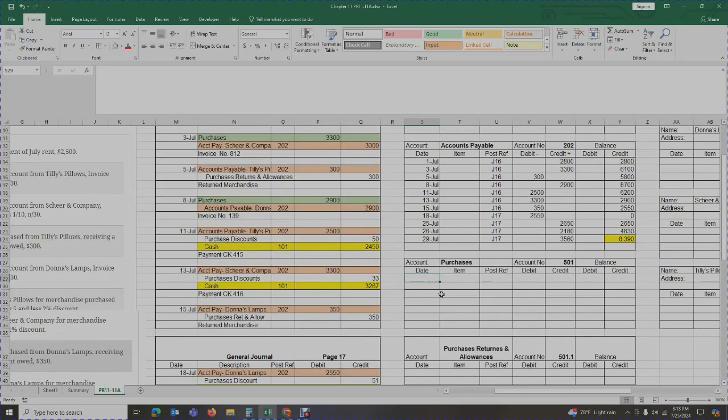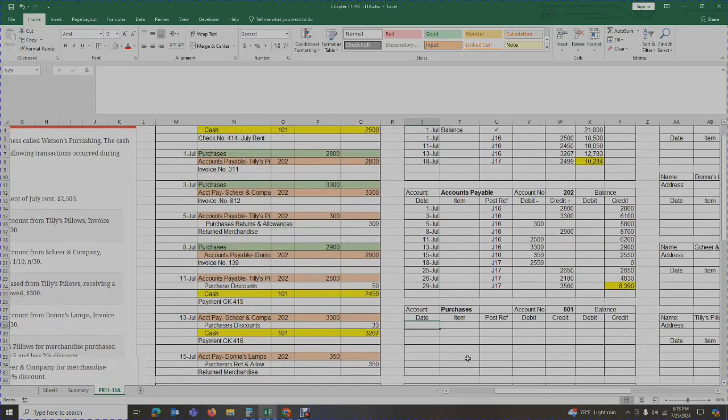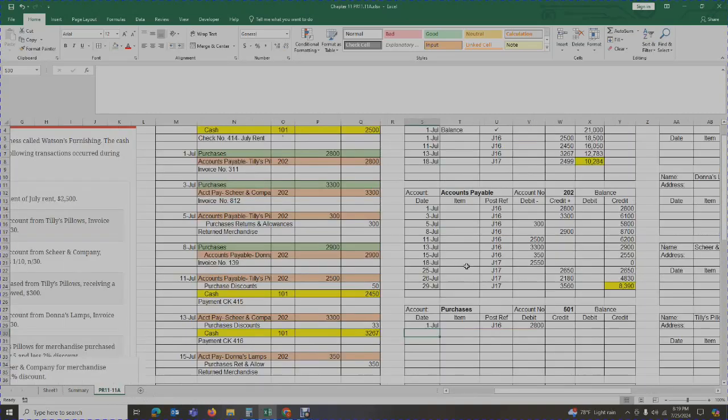Okay, so let's bring in our accounts. Let's start off from the top. So we have July the 1st. Okay, this is Journal 16. And for purchases, we have a debit of $2,800. Now let's look at purchases. Okay, purchases falls under the expenses. A debit increases, a credit decreases. So let's put it over here.